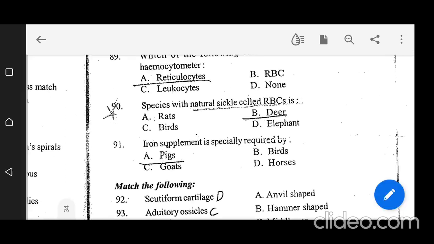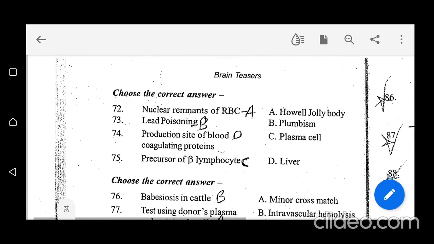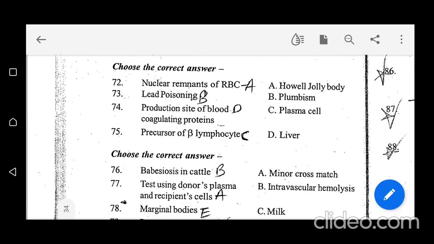So we had studied that the nuclear remnants of red blood cells are in the Howell-Jolly body. Lead poisoning is plumbism.